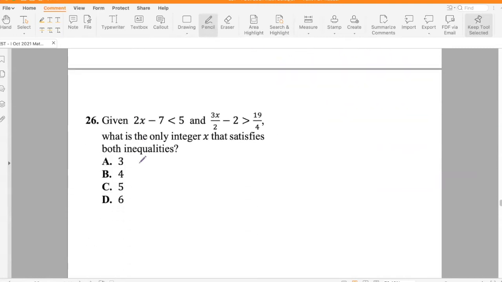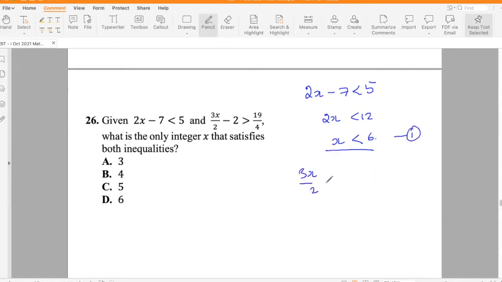Given that 2x minus 7 is less than 5 and 3x by 2 minus 2 is greater than 19 by 4, what is the only integer that satisfies both inequalities? Okay, so 2x minus 7 is less than 5. So 2x is less than 12. So x is less than 6. So that's from the first one.